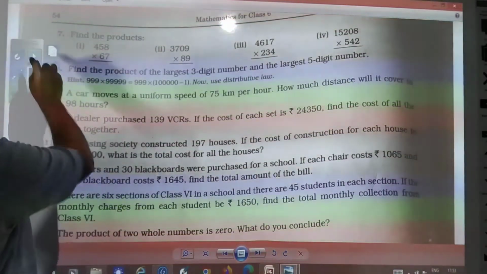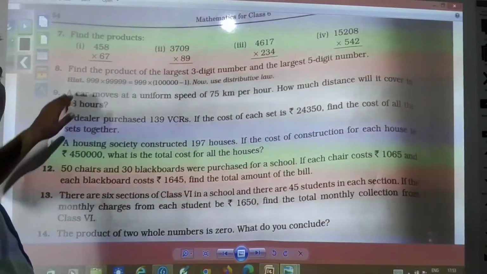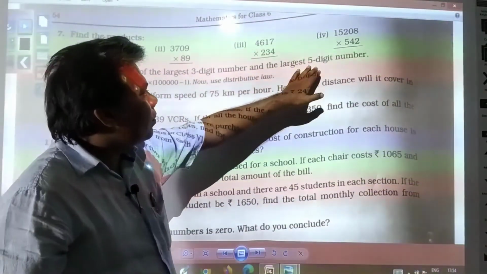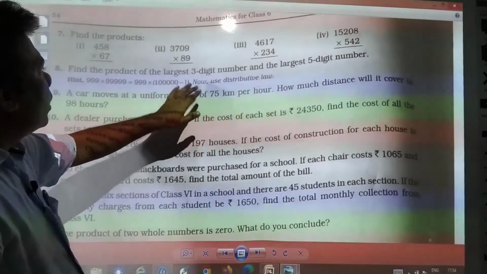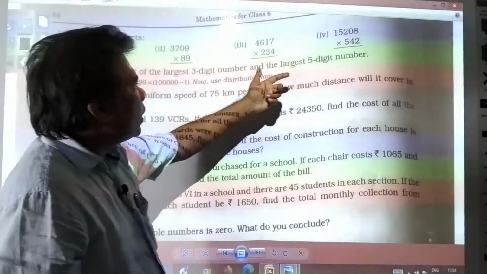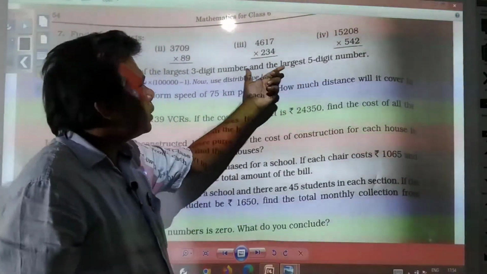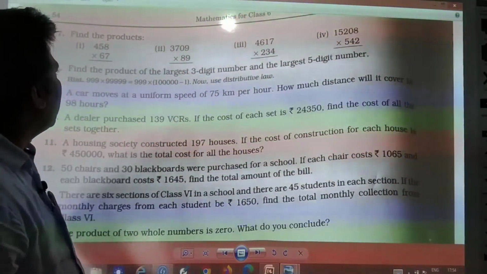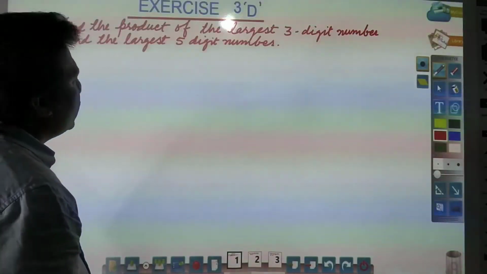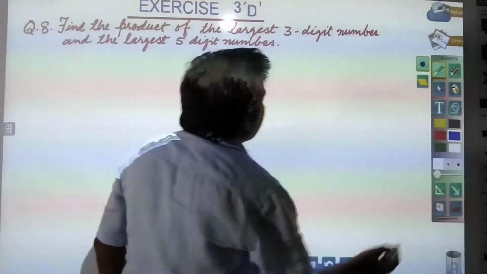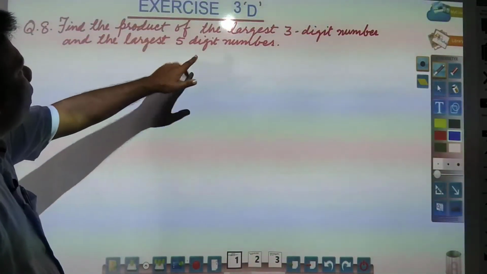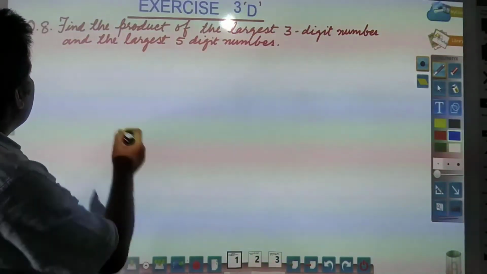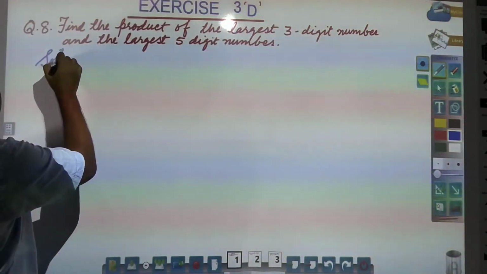These are the questions you have to do. Question number 8: find the product of the largest 3-digit number and the largest 5-digit number. So you must know the largest 3-digit number and the largest 5-digit number, and you need to multiply them to get the product. How will we solve this?